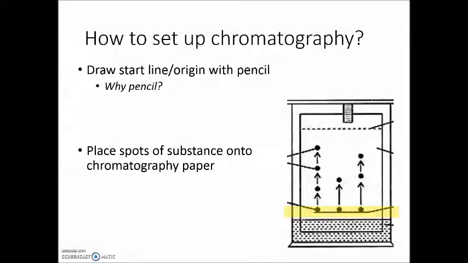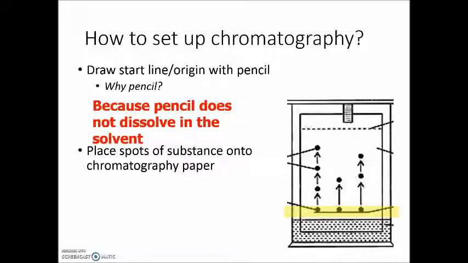Now, there are certain precautions we need to take when setting up chromatography. First, we need to draw the start line with a pencil. Now, why not pen? Well, for example, a black pen isn't really black, right? We know that it's a mixture of colors. So if you draw the line with a pen, it will also dissolve and move up in the solvent. Pencil doesn't dissolve in most solvents, so it's good to draw the start line with.